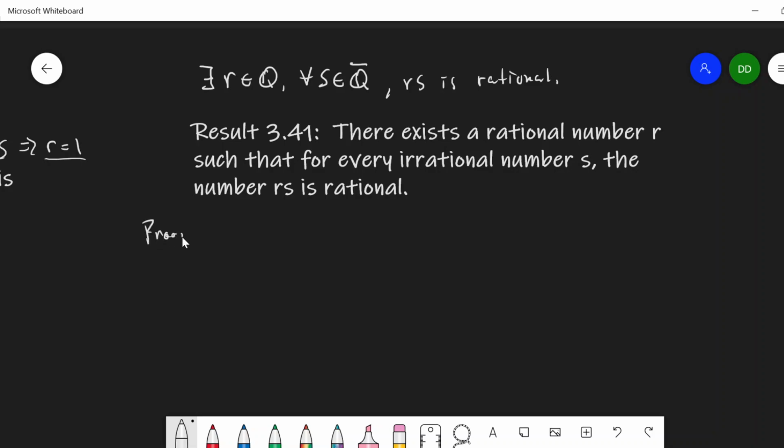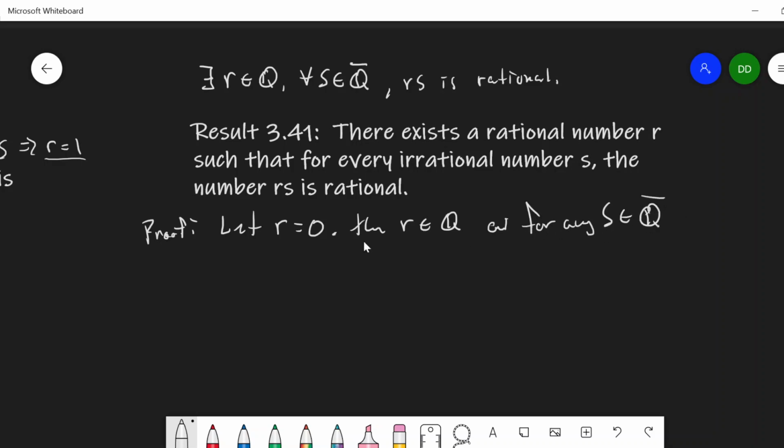So proof: let R equal 0. Then R is rational. And for any S in the irrationals, so notice here my S is arbitrary. I don't get to decide on what S is. I have to show that this works for any S. We have R times S is equal to 0 times S is equal to 0, which is rational. And that proves it.